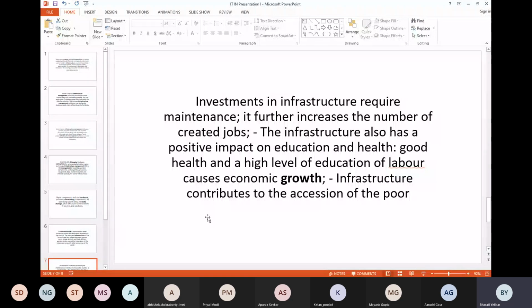Thank you. So, in short, investments in infrastructure require maintenance. It further increases the number of created jobs. The infrastructure also has a positive impact on education and health. Good health and a high level of education of labor cause economic growth. Infrastructure contributes to the accession of the poor. This is the important thing about this investment. So you can help society as well.